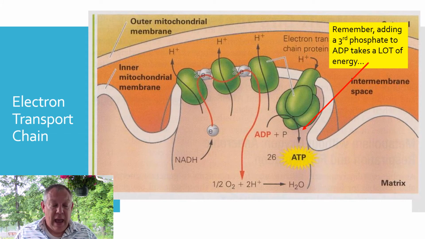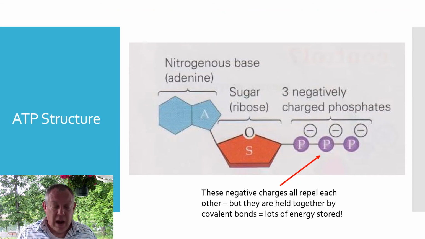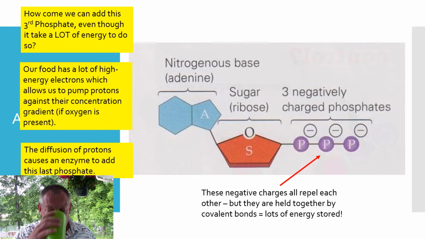So again, adding that third phosphate takes a lot of energy, right? Those negative charges all repel each other. And so if you are able to get that last phosphate close enough to where it'll bind to the other ones, then that chemical bond has a lot of energy in it. How can we do this? It takes a lot of energy. Where do we get that energy?